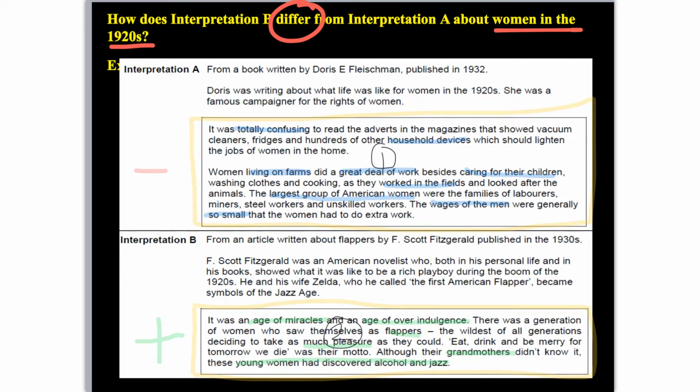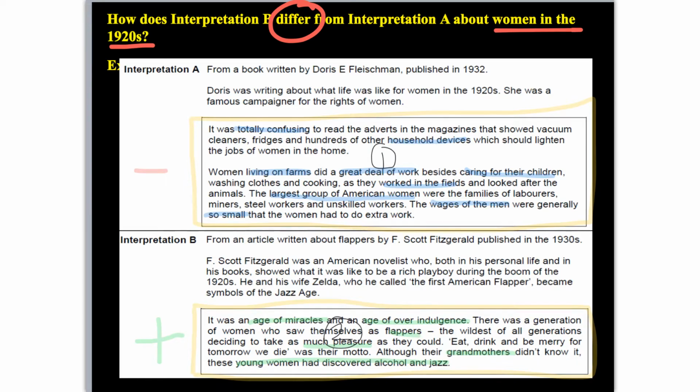Now you may remember that I said to you at the start that with a key summary you need to have two key differences. So at this stage all we've done is really identify one key difference, apart from the general difference between the two in terms of their attitude towards the 1920s. So just to make sure, we want to identify another specific difference.